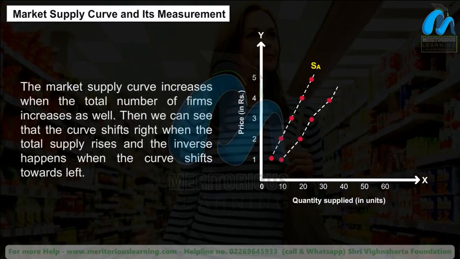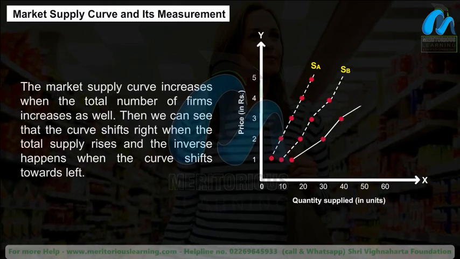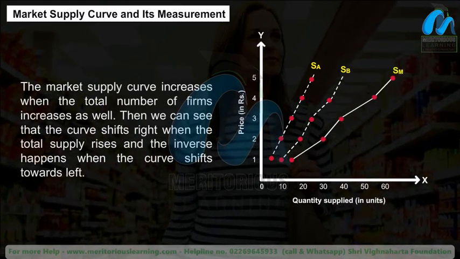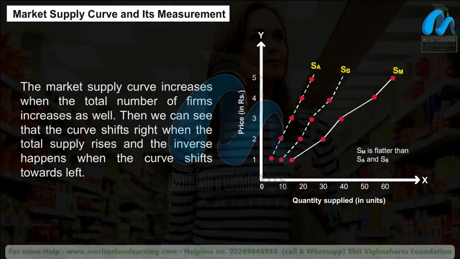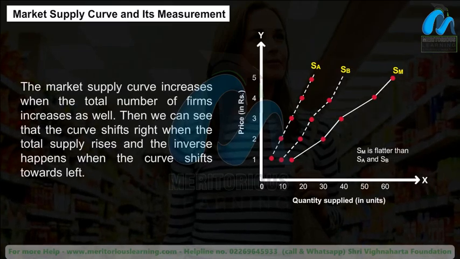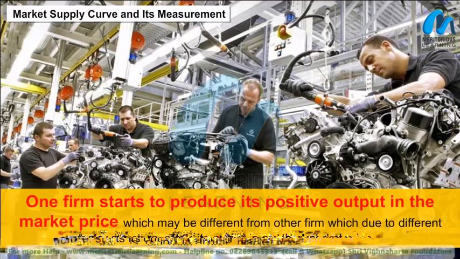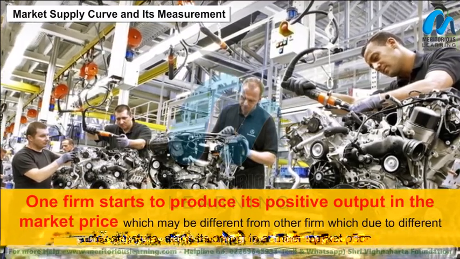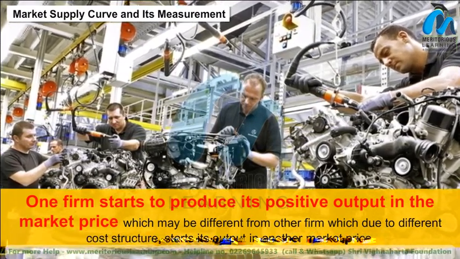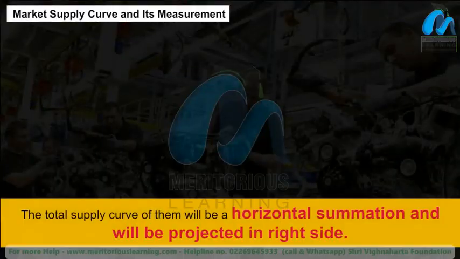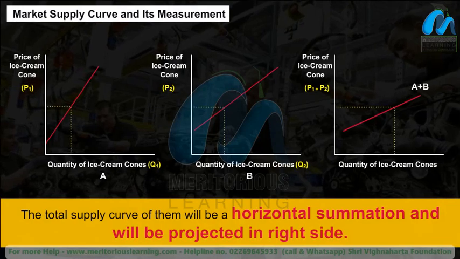The market supply curve increases when the total number of firms increases as well. Then, we can see that the curve shifts right when the total supply rises, and the inverse happens when the curve shifts towards the left. One firm starts to produce its positive output at a market price which may be different from another firm, which, due to a different cost structure, starts its output at another market price. The total supply curve of them will be a horizontal summation and will be projected on the right side.